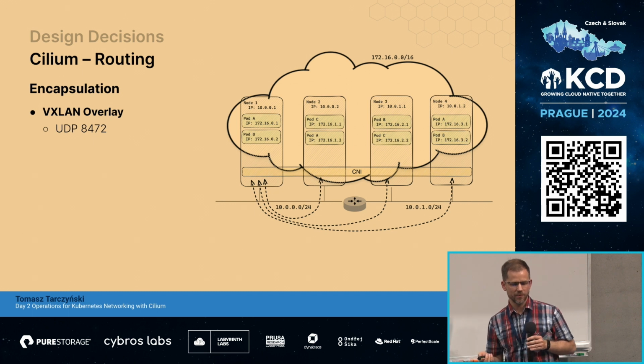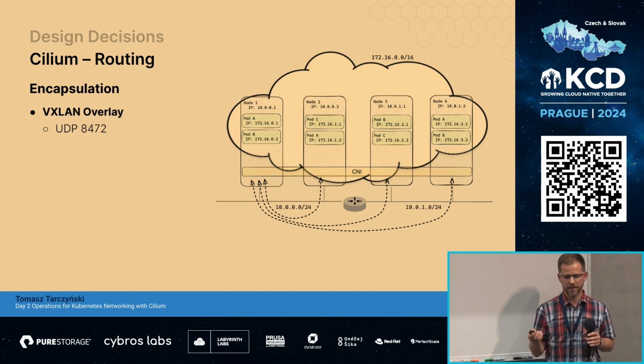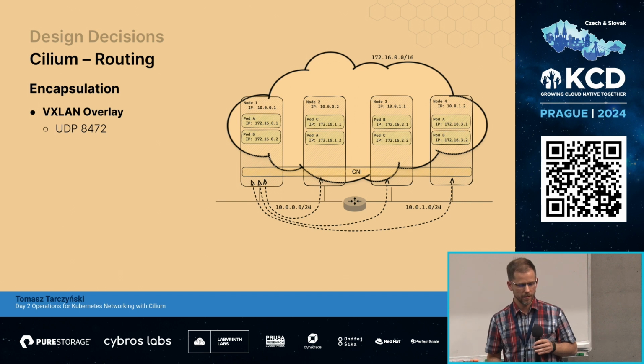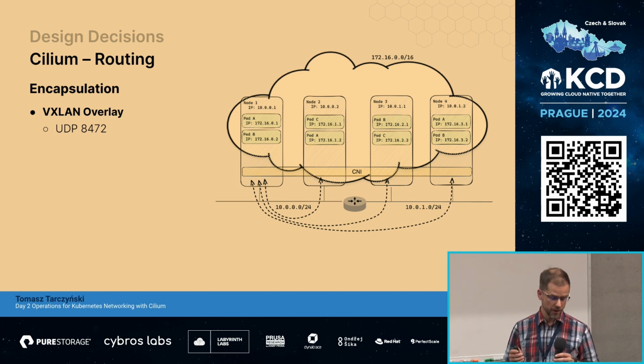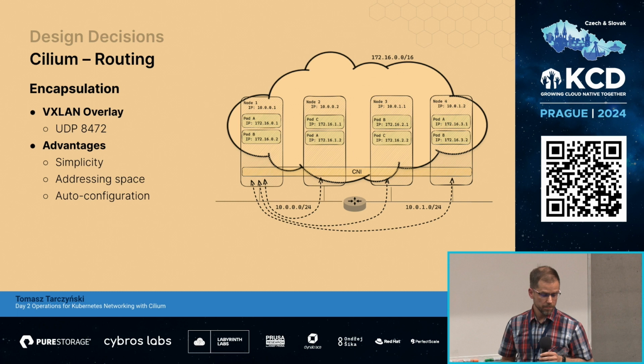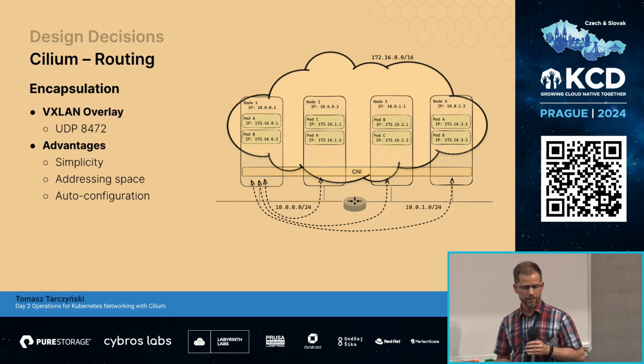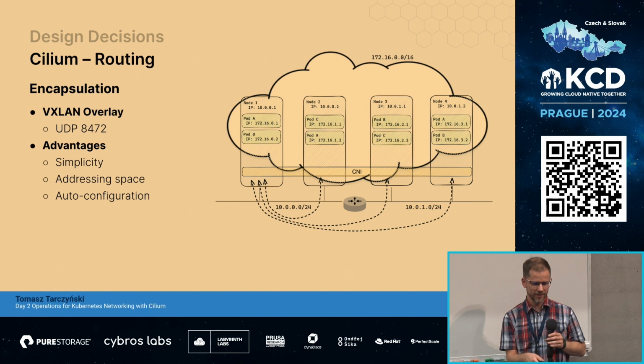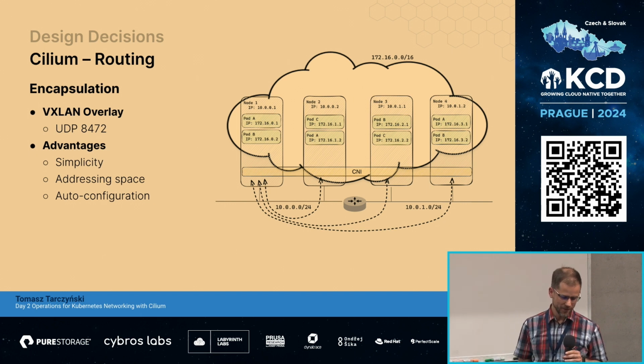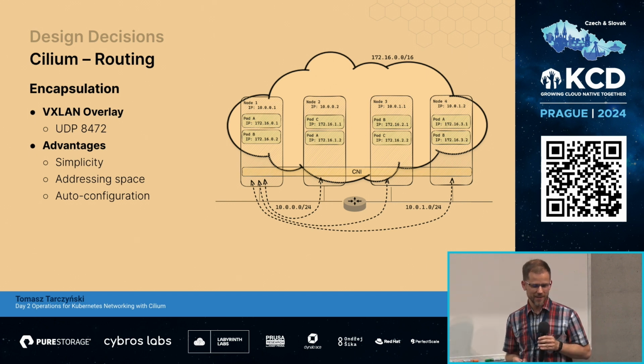It basically encapsulates your network packets in UDP packets. What are the advantages of that? It's a really simple approach, like it will run practically everywhere. The only requirement is that you need to have UDP port 8472 open on those nodes on firewalls, and that's it.